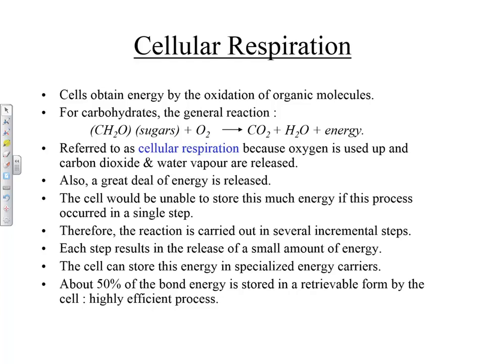The reverse process of photosynthesis is cellular respiration, and that takes place both in plants as well as in animals. Cells obtain energy by the oxidation of organic molecules, and a very common example is carbohydrates. For carbohydrates, the general formula is CH2O. Plus oxygen will give you carbon dioxide plus water plus energy. That's the reason why we breathe in oxygen and we breathe out carbon dioxide and water. This is referred to as cellular respiration because oxygen is used up and carbon dioxide and water vapor are released. Also, a great deal of energy is released.